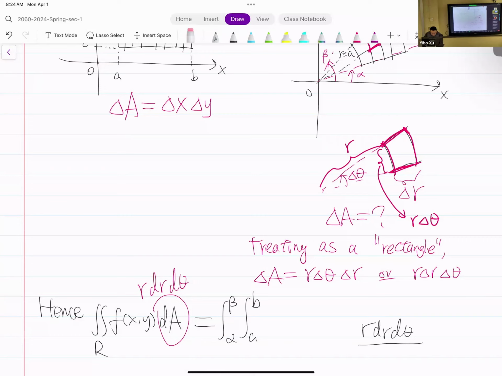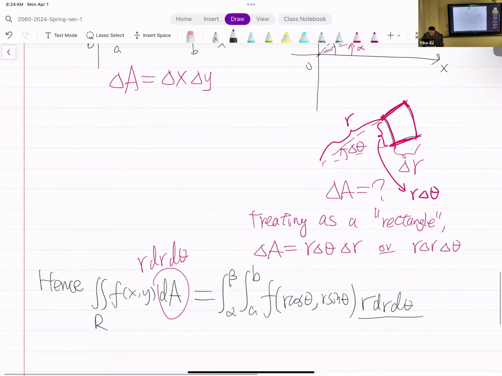So the double integral is written and dA is translated. We just need to also fill out the functional expression. So x is r cosine theta, and y is r sine theta. So that's everything that we need to do. Let me change the color into red. R is very important.